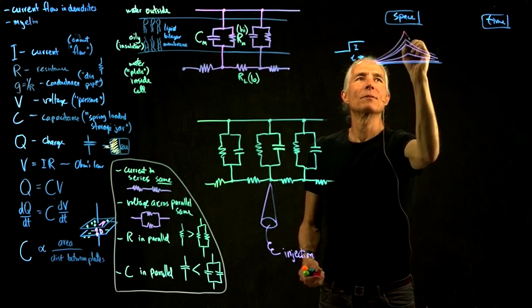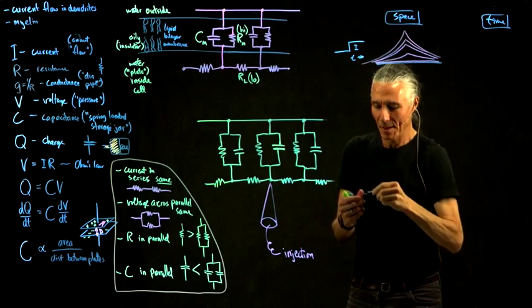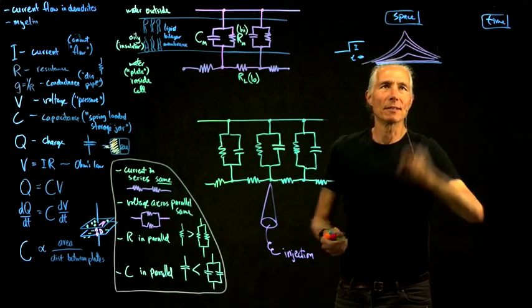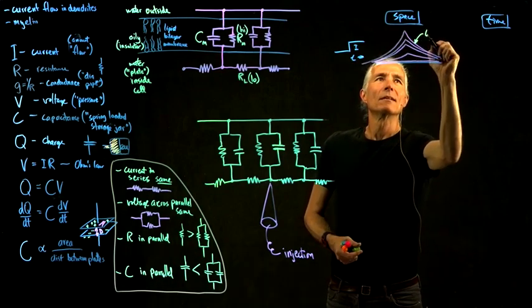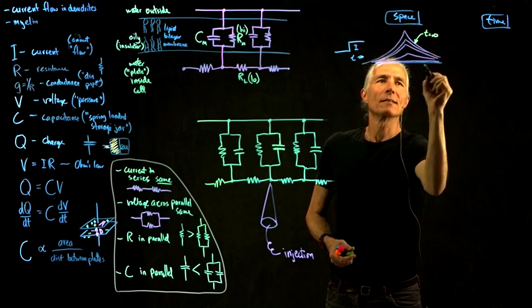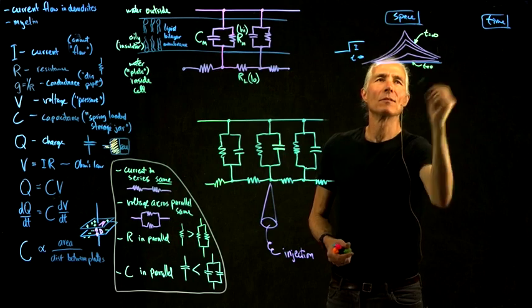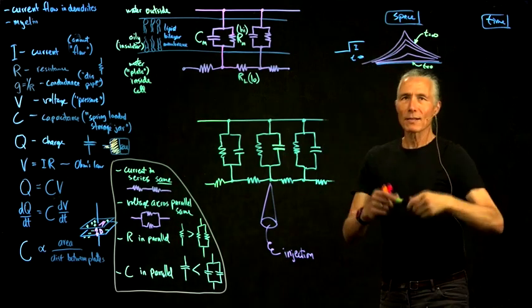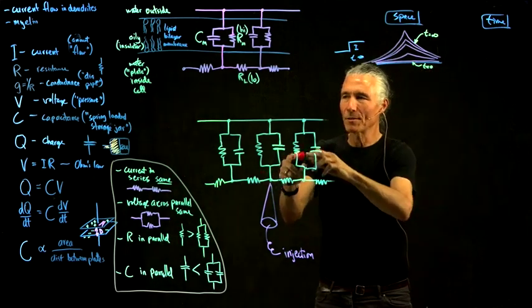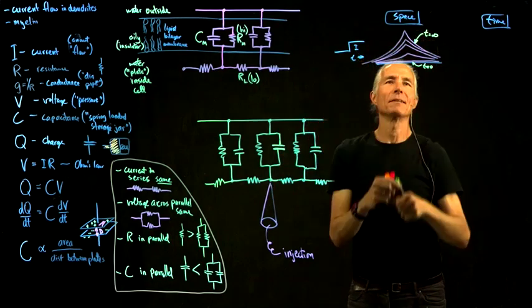we eventually get up to this point here. So this is time equals infinity. This is time equals 0. So after a long time, all the capacitors are charged, all the current's going through the resistors, and then we're in the steady state.